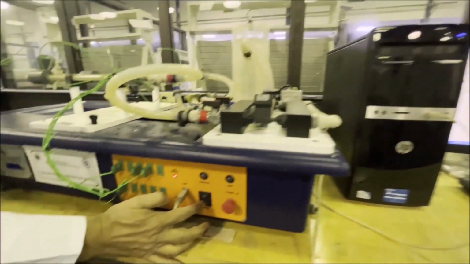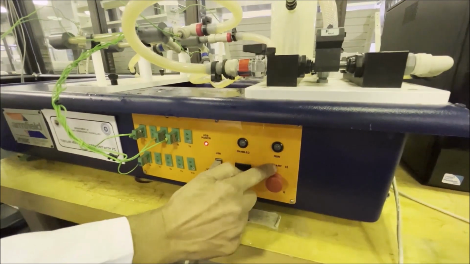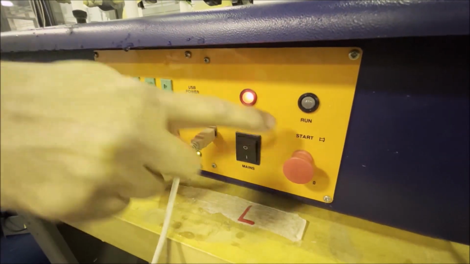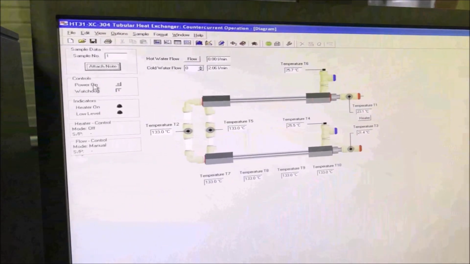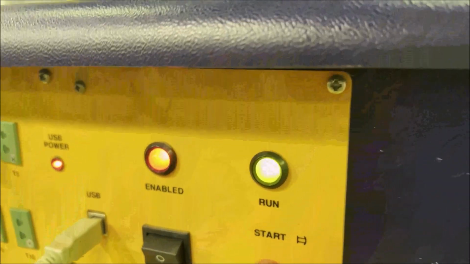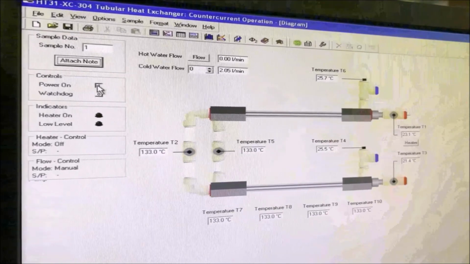Now make the main switch on. And this start means pull out. This light will be on. Now I need to run from the computer. Now I will click on this power on, and you can see the green light is on. It means the control is here now. If the green light is not on, the control is not there. So this is power on.